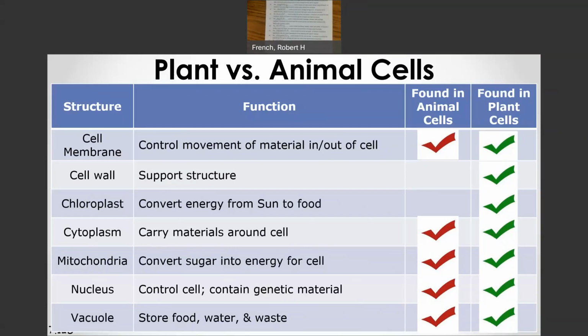The blank converts sugar into energy carrying molecules, or ATP, for cell use. That'd be the mitochondria. The blank controls cell activities and contains the genetic material for the organism. That'd be the nucleus. The blank stores food, water, waste, and other materials. That'd be a vacuole.